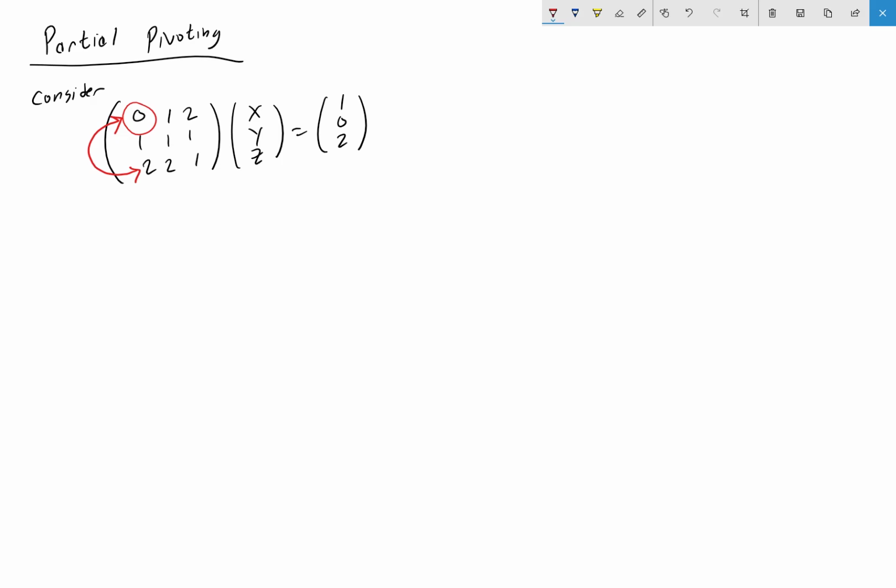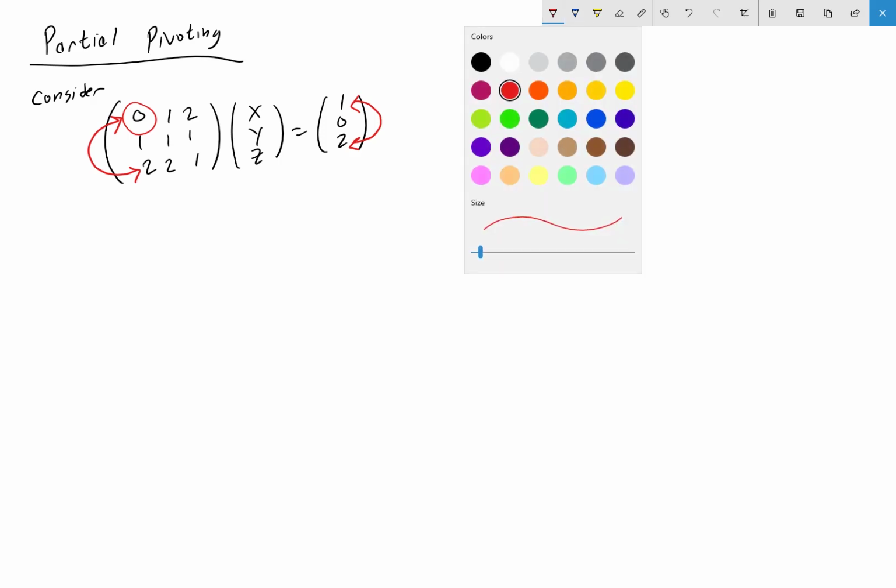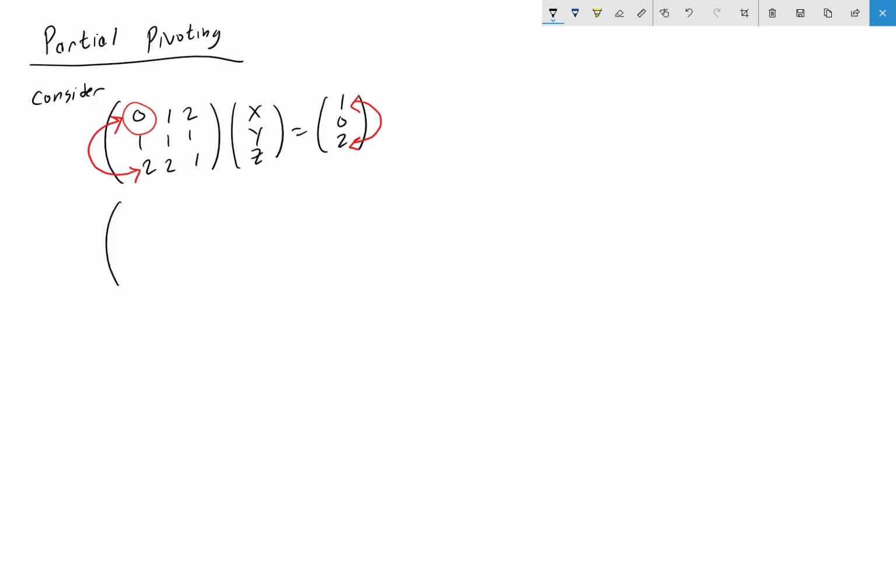Now, of course, if I'm changing something on the left-hand side of my equation, I also have to change it on the right-hand side. So I want to make sure that I swap those, the 2 and the 1. And what we'll end up with is [2, 2, 1; 1, 1, 1; 0, 1, 2] times [x, y, z] equals [2, 0, 1].